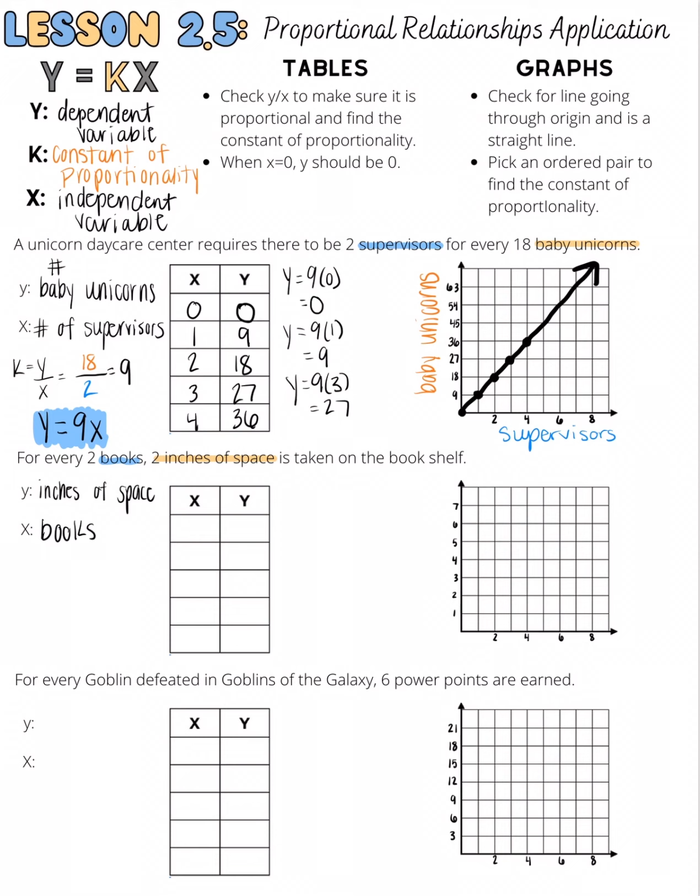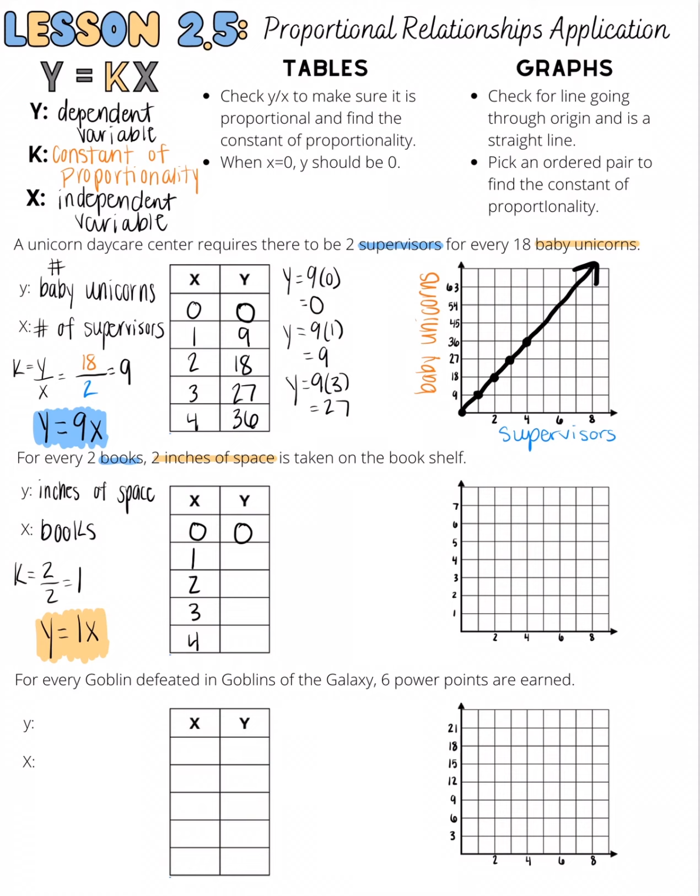So our k is going to be 2 over 2, which equals 1. So our equation is y equals 1x. So ta-da, we have found our equation. Yay! But now we need to make a table and a graph. So if I have 0 books, then I'm going to use 0 inches of space on the bookshelf, right? Like that makes sense. If I have 1 book, 2 books, 3 books, and 4 books, we want to know, okay, how much space are we going to be taking up?